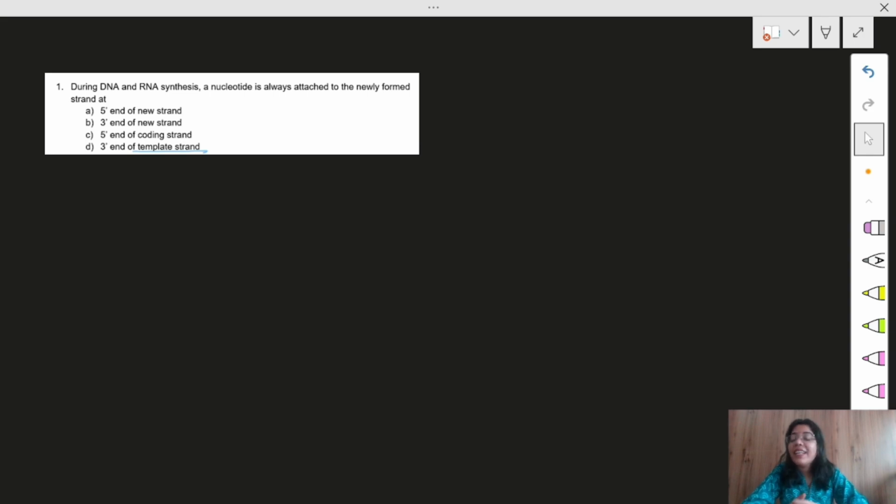Let's begin. First question you can see on the screen. They are asking that during DNA and RNA synthesis, a nucleotide is always attached to the newly formed strand at which end? So they are asking here whether you will add that at 5' end of new strand, or 3' end of new strand, or 5' end of coding strand, or 3' end of template strand.